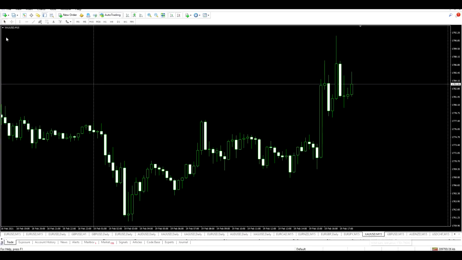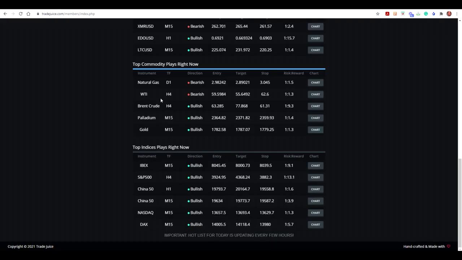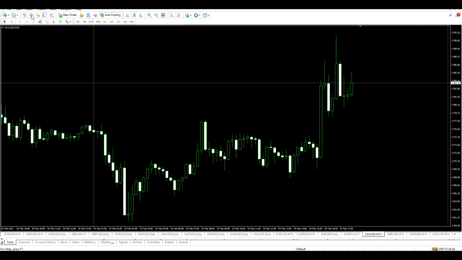Okay guys, I'm on my gold USD chart, 15 minutes. And the reason I'm on here again is because I've got an alert that on gold, I can go bullish on the 15-minute chart. And my entry is just where the chart is at now. So I'm going to enter this trade, a buy trade.